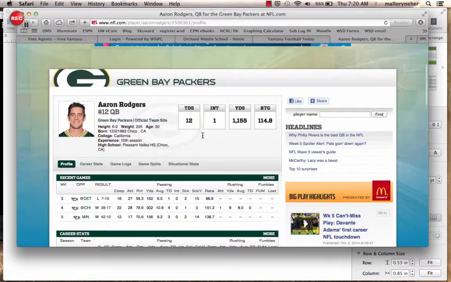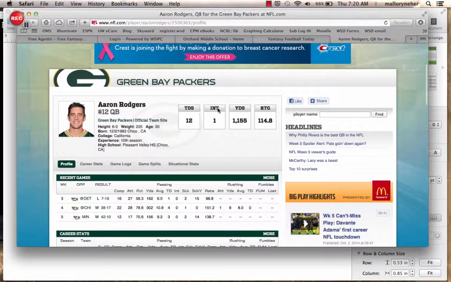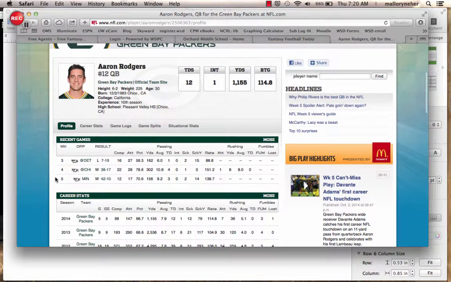He's had 12 touchdowns so far this season, 1 interception, and a whole lot of yardage. Down here you'll notice here's week 5, here's week 3, here's week 4. We want week 5 where he played against Minnesota. And you can tell by looking at the screen, if you're following my cursor, that he had a win. He got a W that week. And here are all the important stats that we need to be looking up.